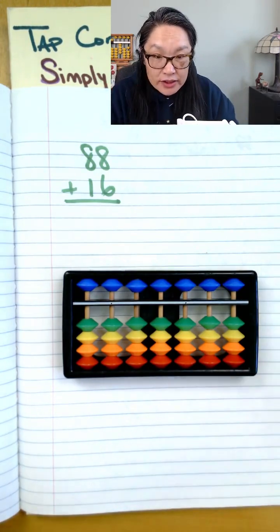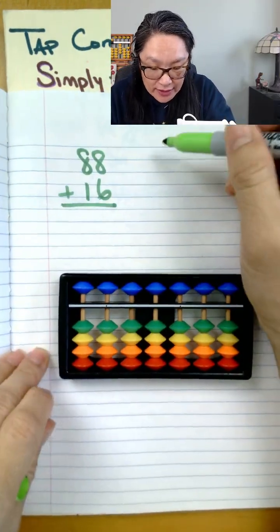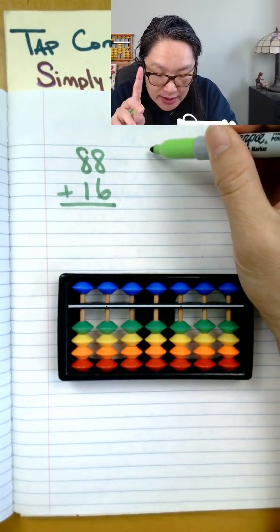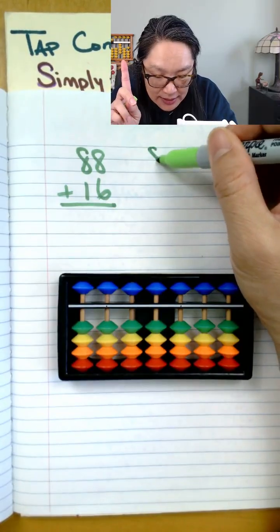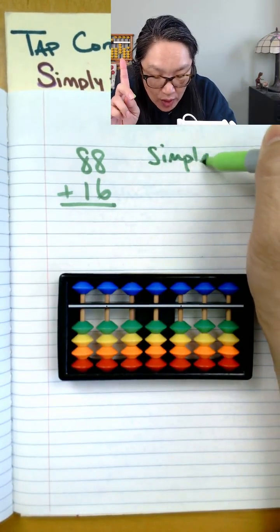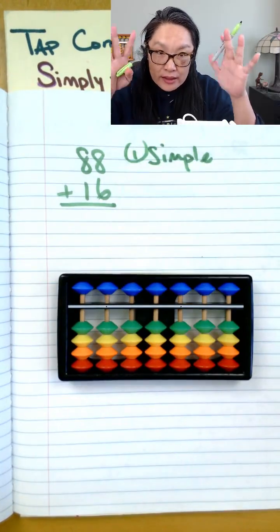There's one thing you need to understand. The first thing is, can I add it? That's what we call simple. So step 1 is simple. Can we add it? That's one of the questions.